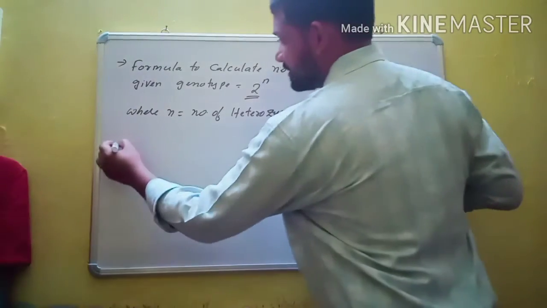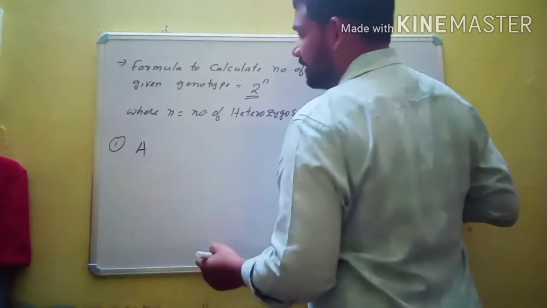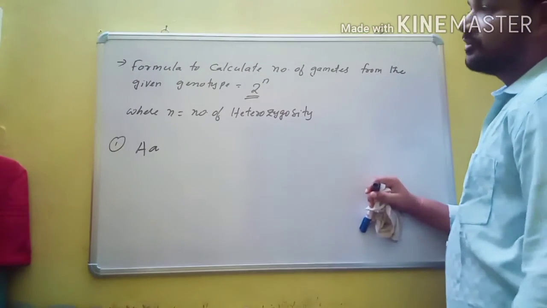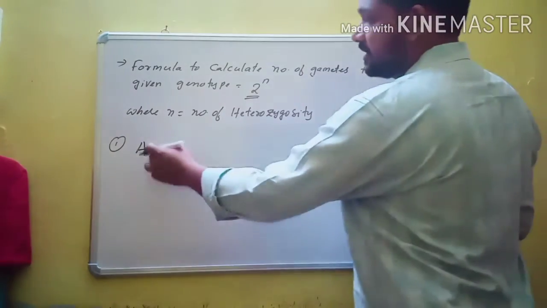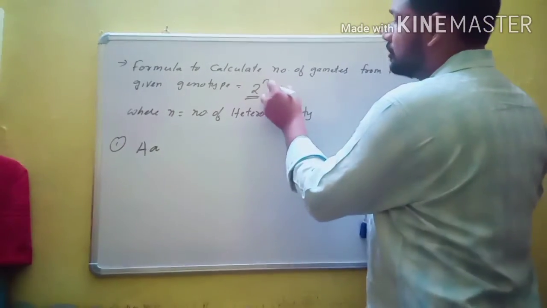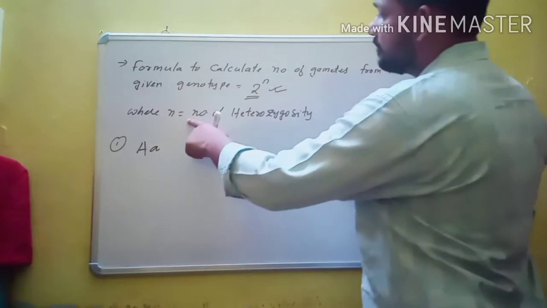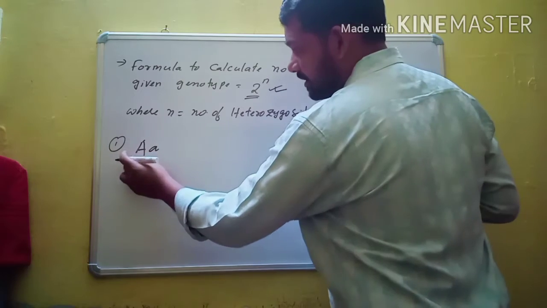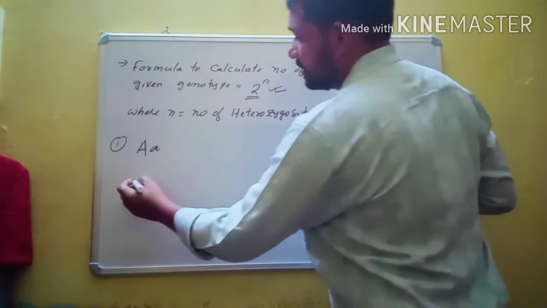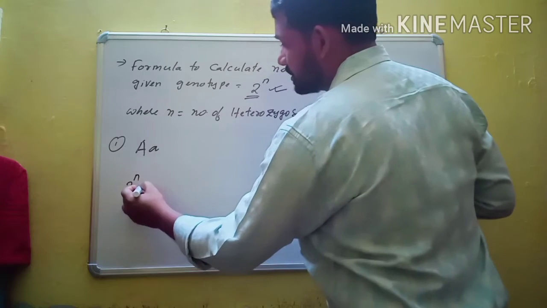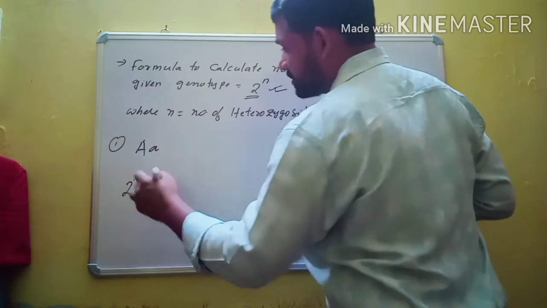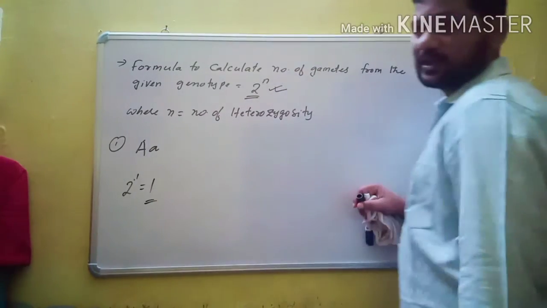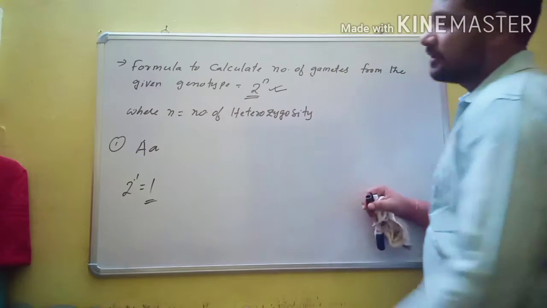The first example is, for example, capital A and small a. This is the given genotype. So how many gametes will come from this genotype? You should remember this formula. Here n equals the number of heterozygotes, and this is one heterozygote. This is capital A, this is small a, that means it is heterozygous. Then we use the formula 2 to the power of n. Here 2 to the power of 1 means 2. So how many gametes will come from this given genotype? That is 2 gametes.